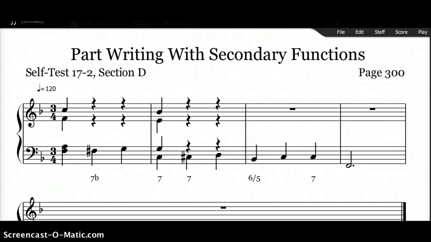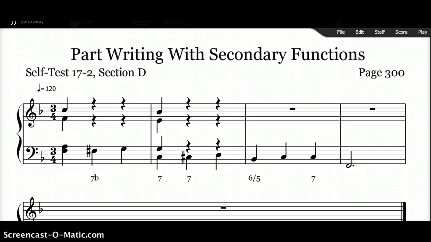Open your textbooks to page 300 and take a look at Self-Test 17-2, Section D. We're going to look at the first part writing example and see how secondary functions fit in with our part writing. Now, the hardest part is actually identifying and putting a Roman numeral to these secondary functions. So that's essentially what we'll go over. I'm not going to go over all the other chords because you should be fine with that by now. You know the drill. Avoid all part writing rules, yada yada.